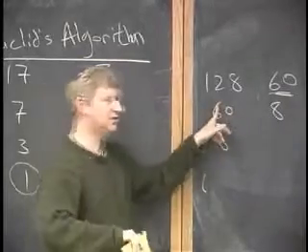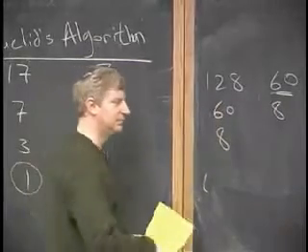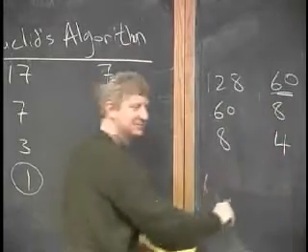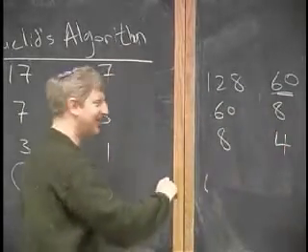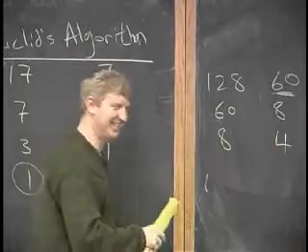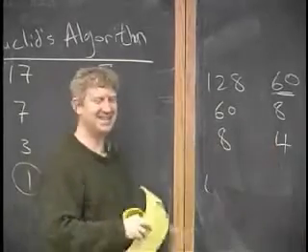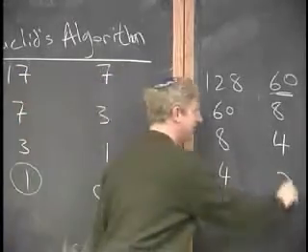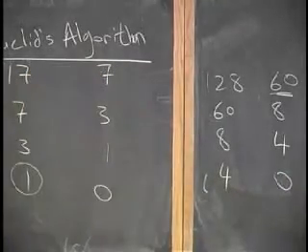Here's the next step. 8 goes into 60. What's the remainder? 4? Not 4/3. 4. All right, last step. 4, 0. So the greatest common divisor here is 4.